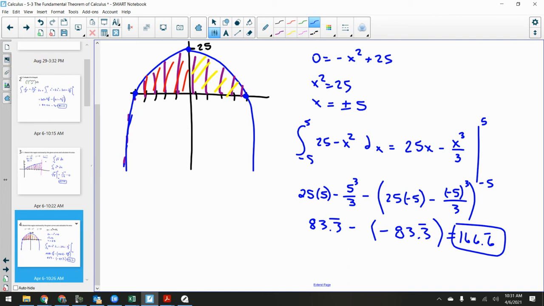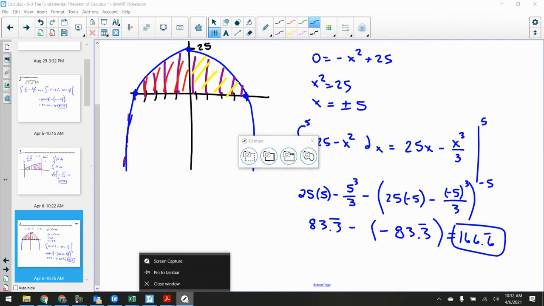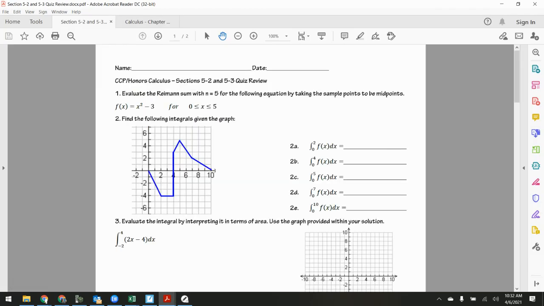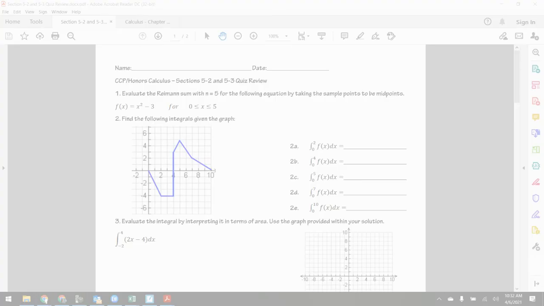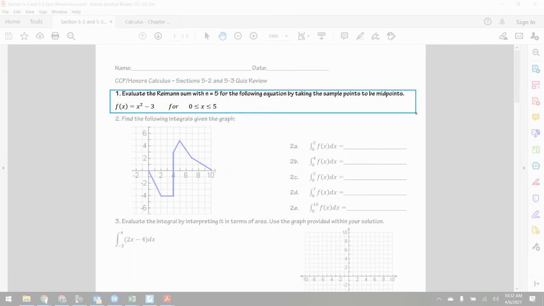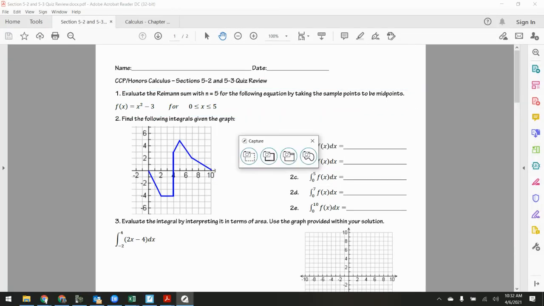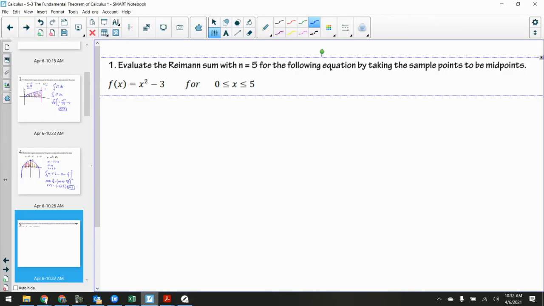Other questions? On the review? Yeah. Come back to me. Oh, the Riemann sum. Yeah, yeah. Screen. Why is this not working? Okay. Using the midpoints, right? Yeah. Using the midpoints. Okay.